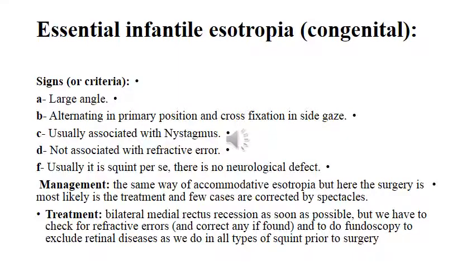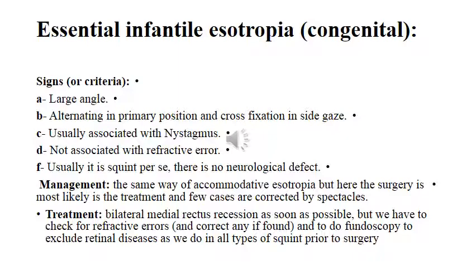Cross fixation can occur in side gaze. When the child looks to the side, there is a cross fixation. When the child looks in a primary position, the fixation is alternating between both eyes. Sometimes there is nystagmus. Usually there is no refractive error and no neurological defect. All muscles are functioning.